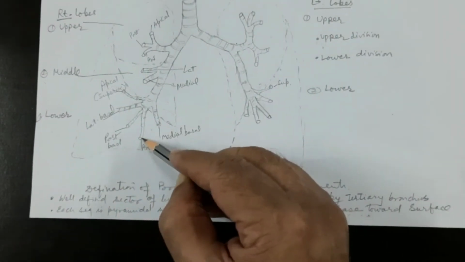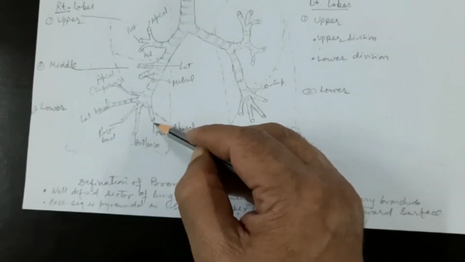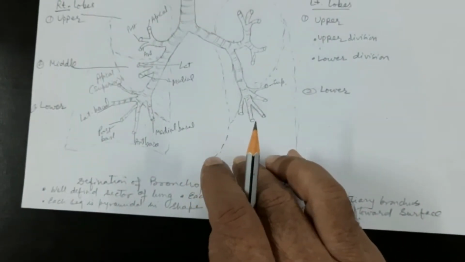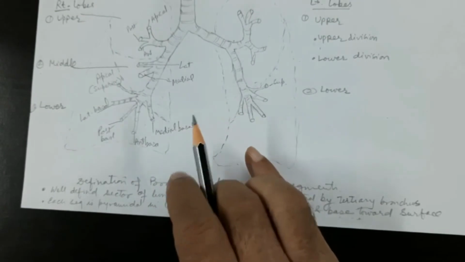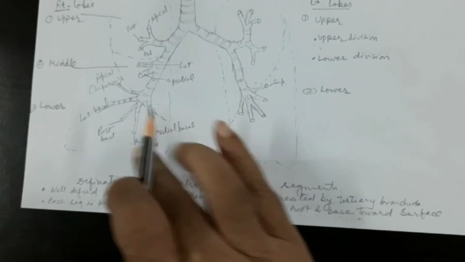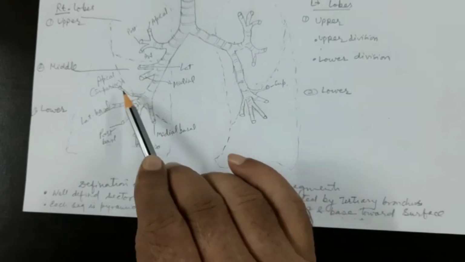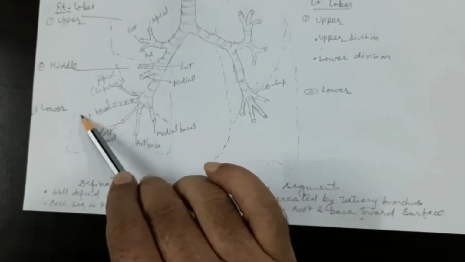See, this is anterior basal, this is posterior basal, this is more towards the median plane so it is medial basal, then it is the lateral basal, and this is the superior. So there are 5 segmental bronchi. That means there will be 5 bronchopulmonary segments in the lower lobe of the right lung.